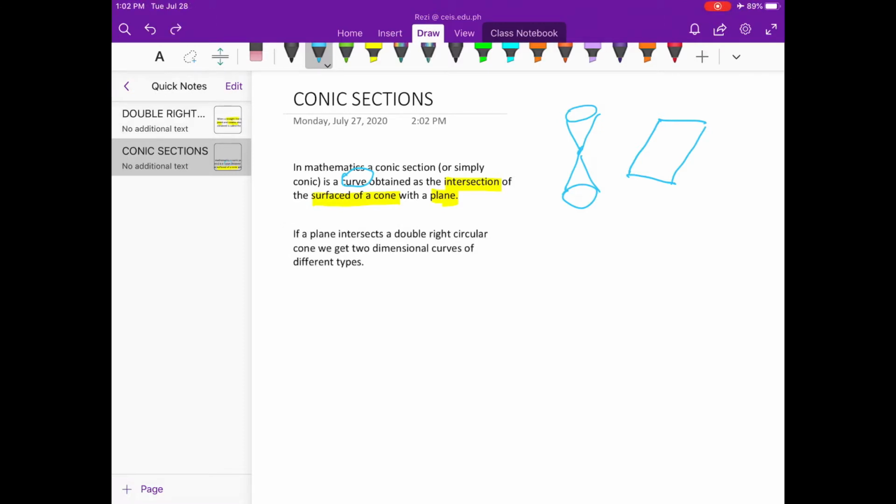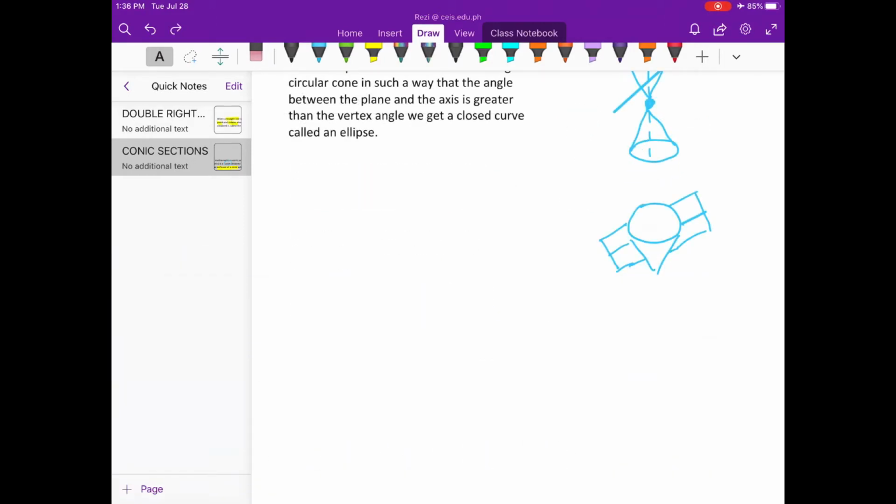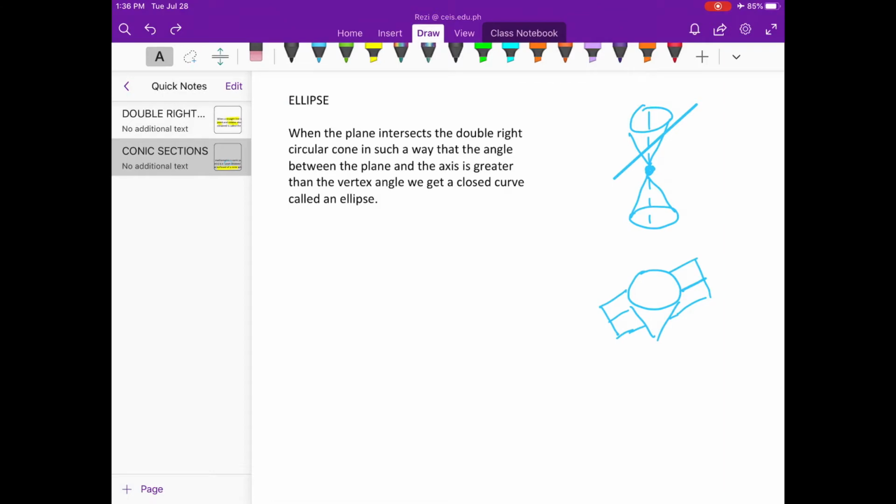If a plane intersects a double right circular cone, we get two-dimensional curves of different types. Depending on the angle made by the plane with the vertical axis of the cone, the plane can cut in three different types. The first type is called ellipse. When the plane intersects the double right circular cone in such a way that the angle between the plane and the axis is greater than the vertex angle, we get a closed figure or curve called an ellipse.